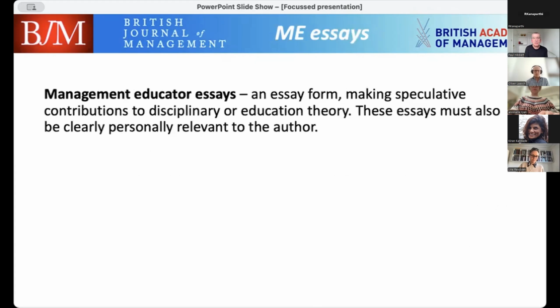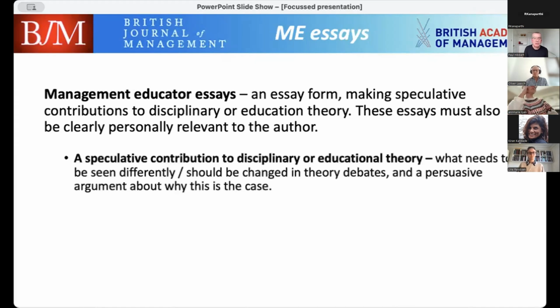The essays as well are different, making speculative contributions to disciplinary education theory, and they must also be clearly personally relevant to the author. That's important. So we're looking here not for an autoethnographic empirical article, but some way in which it's clear that your motivation to be engaged with this is clearly related to the topic. So there'll be a speculative contribution to disciplinary educational theory from that. So what needs to be seen differently or should be changed in theory debates, and a persuasive argument about why this is the case. This is not demonstrating or building theory. It's making an argument that theory might be seen differently.